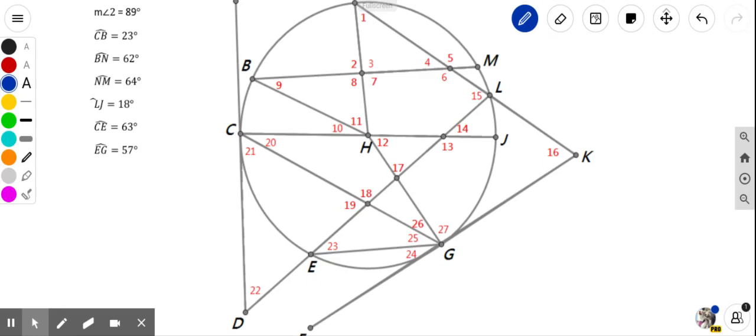So you just want to label angle 2 is 89. So remember, vertical angles, that's going to be 89. Then, you know, you can do linear pairs. So you see how I'm already filling in a bunch.